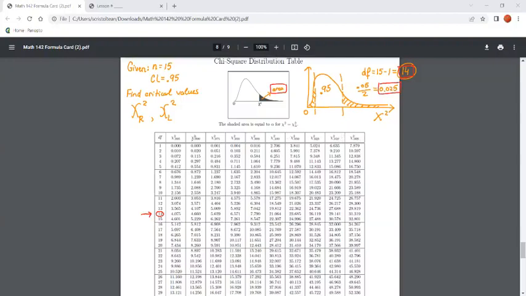So I'm expecting all of these chi-squared 0.025, it's right here. The intersection of these two will give me the first critical value, which is chi-squared to the right. I'll write it down right here, 26.119. It's visible. I'll be using a different color for the other chi-square distribution.